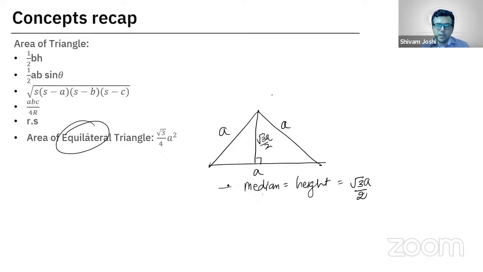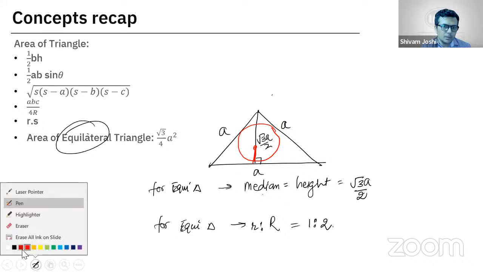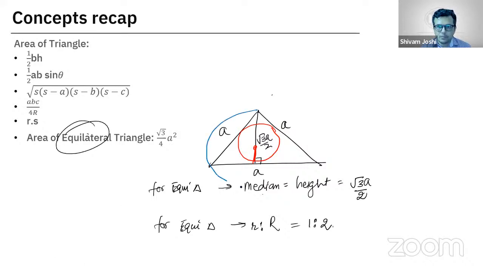And another thing for an equilateral triangle only: the ratio of inradius and circumradius. So small r is to capital R is 1 is to 2. This is the inradius, and this is the circumradius. The ratio is going to be 1 is to 2, only for an equilateral triangle.